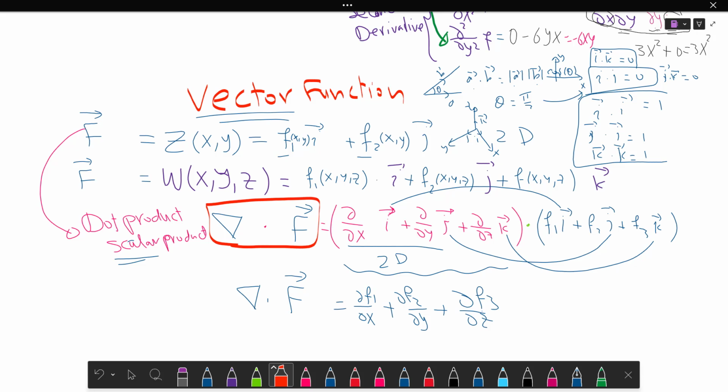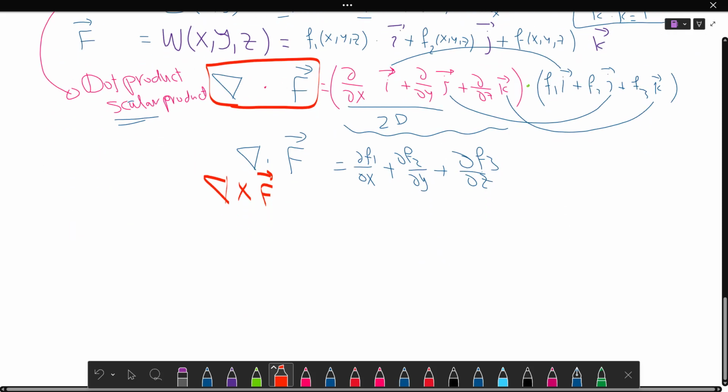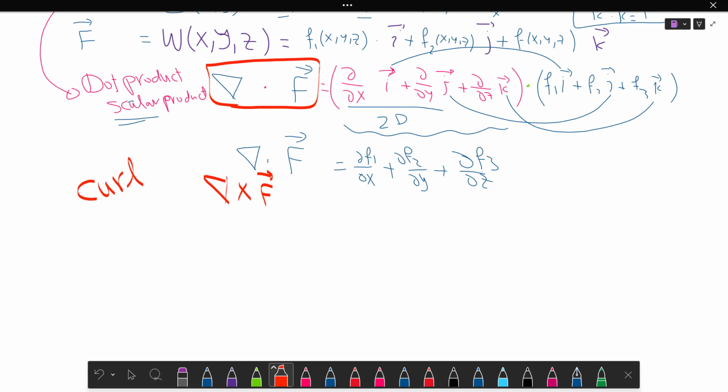Okay, you have another multiplication. Do you remember this one? Nabla cross f, right? This is what we call curl, right? Curl.